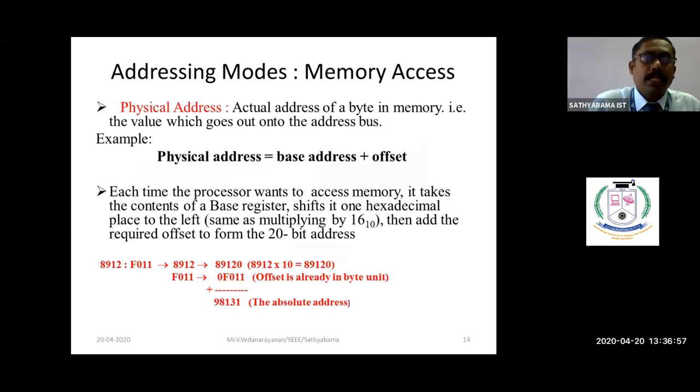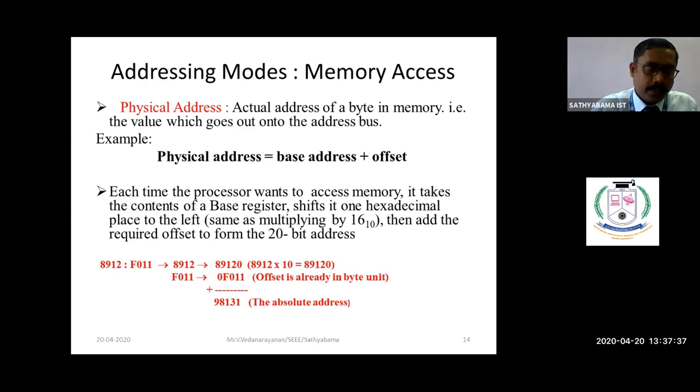For base index addressing mode, we have to calculate the physical address. The physical address is going to be calculated based on the base address plus offset address. We have to check the base address. How is this base address calculated? It is provided in the following example. Bottom example, 8912 F011. 8912 is the value which I've considered for the segment, and F011 is our offset address. So the offset plus this base address will be added together.